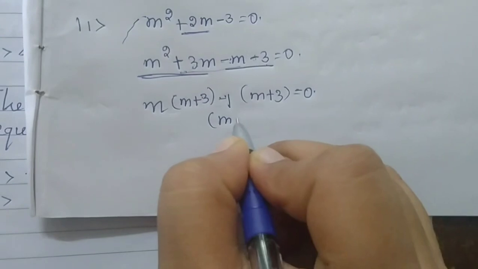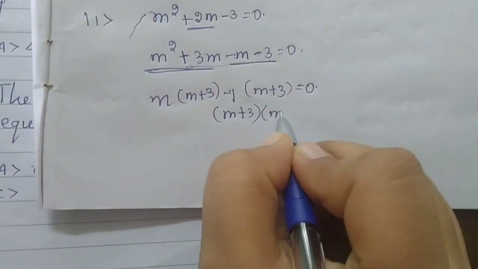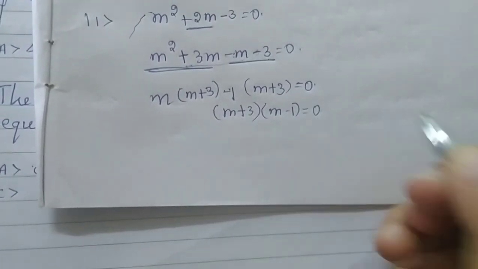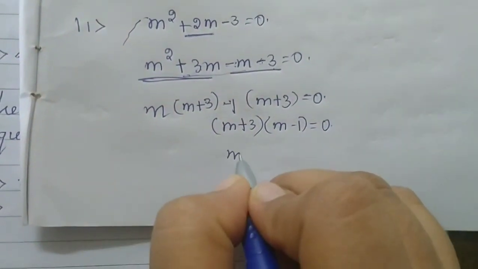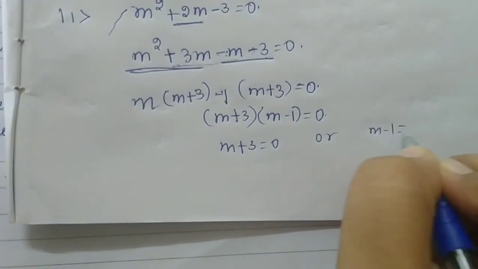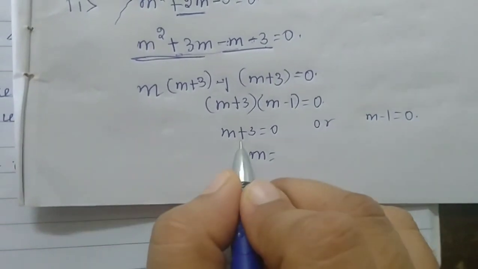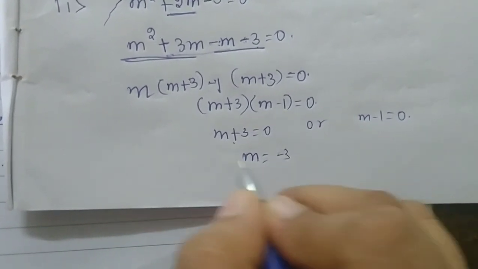So m plus 3 is a common thing here. What is remaining? M minus 1 is equal to 0. So m plus 3 is equal to 0 or m minus 1 is equal to 0. So m will be equal to, plus 3 is there, right? So it will come here means minus 3.